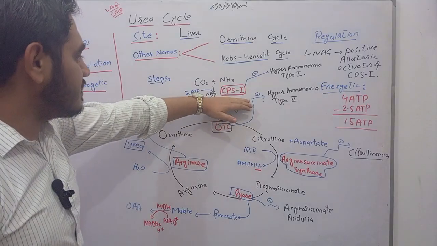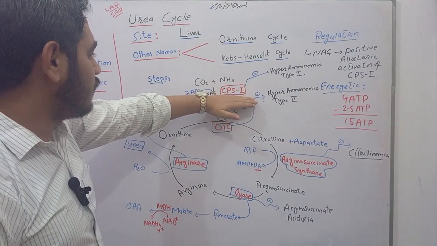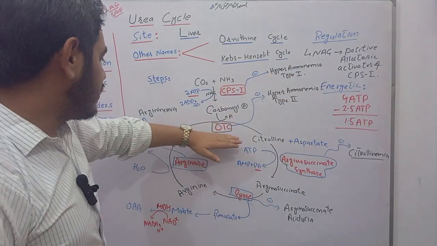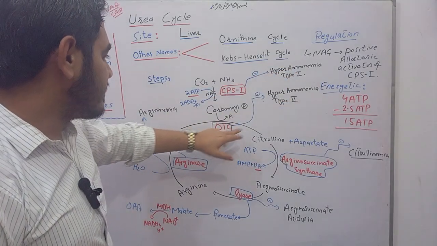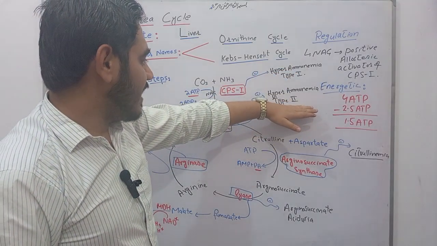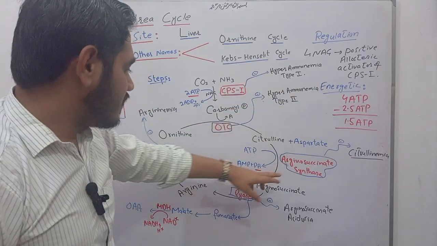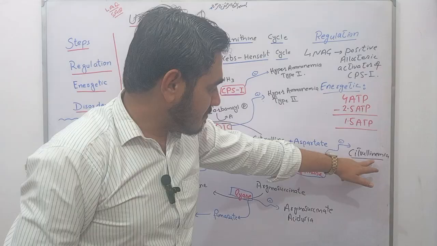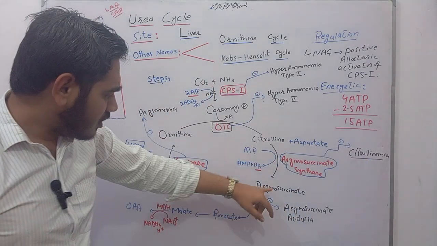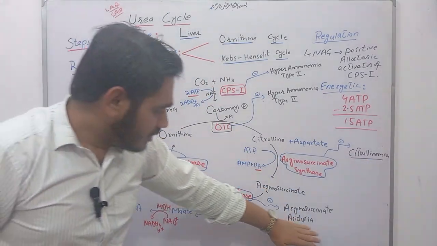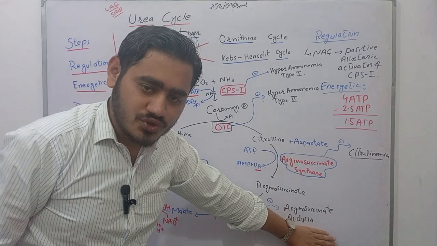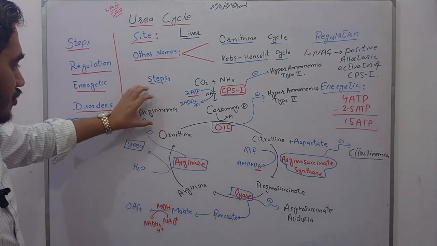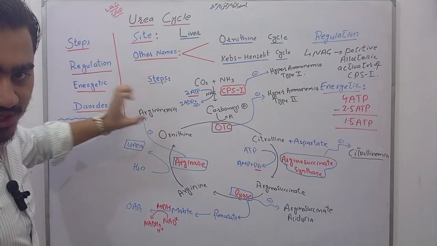The deficiency of carbamyl phosphate synthase 1 leads to hyperammonemia type 1. The deficiency of ornithine transcarbamylase enzyme leads to hyperammonemia type 2. The deficiency of arginosuccinate synthase enzyme leads to citrullinemia. The deficiency of arginosuccinate lyase enzyme leads to arginosuccinate aciduria. And the deficiency of arginase enzyme leads to arginemia.